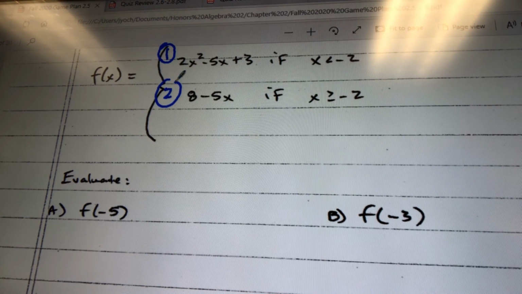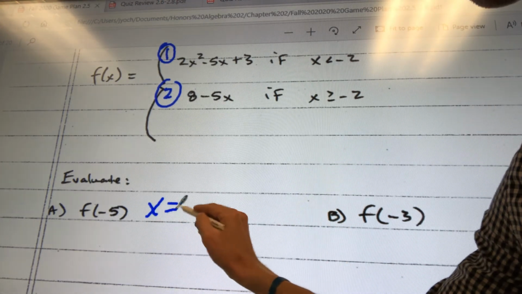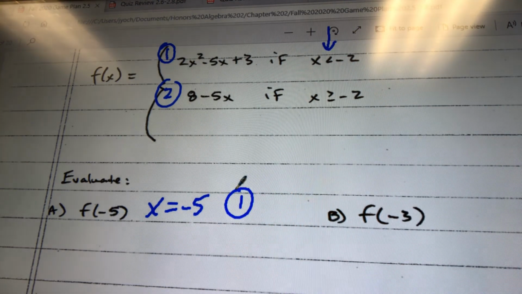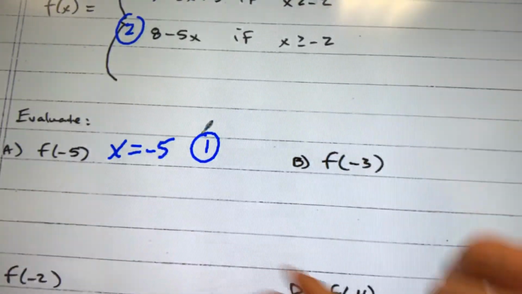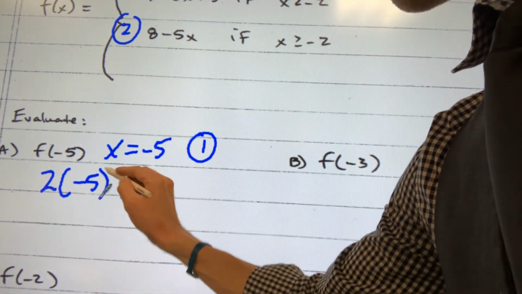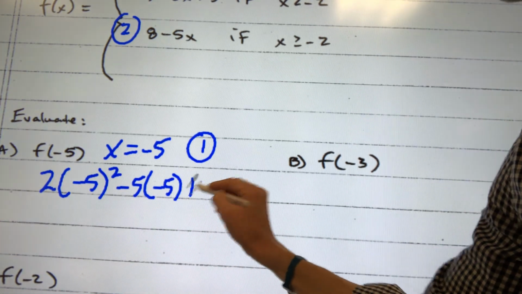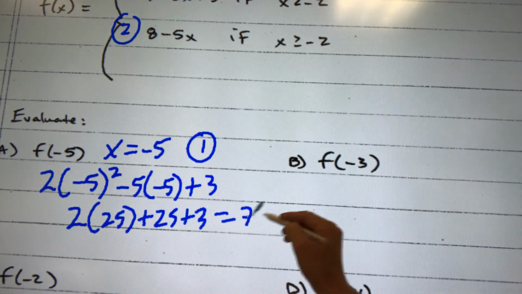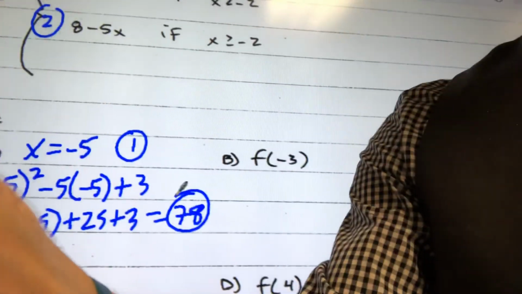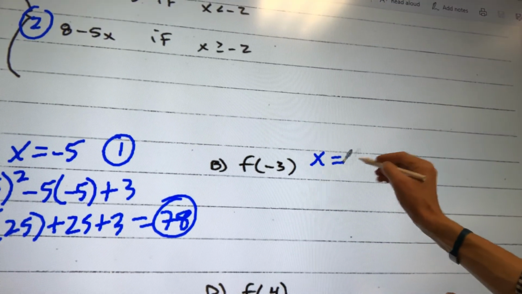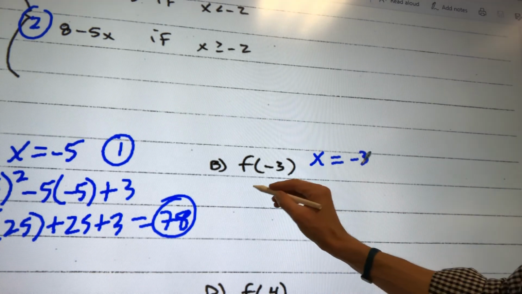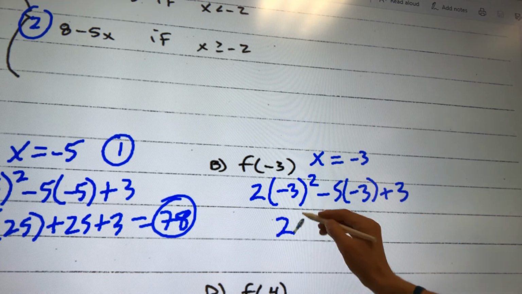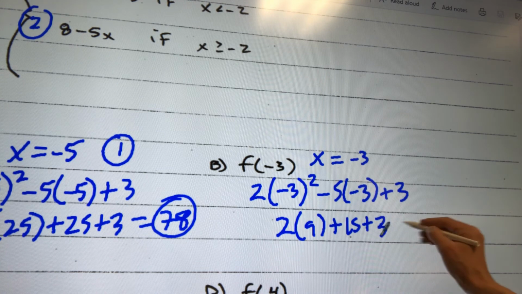So first off, f of -5 means when is x allowed to be -5? -5 is less than -2, so this is equation 1. That means I take -5, I plug it into equation 1 and equation 1 only. All right, and then again, I gotta know how to do this arithmetic. I get 78. When is x allowed to be -3? In equation 1, -3 is less than -2. 2 times 9 plus 15 plus 3 is 36.